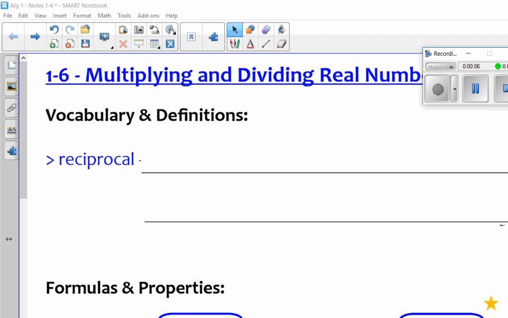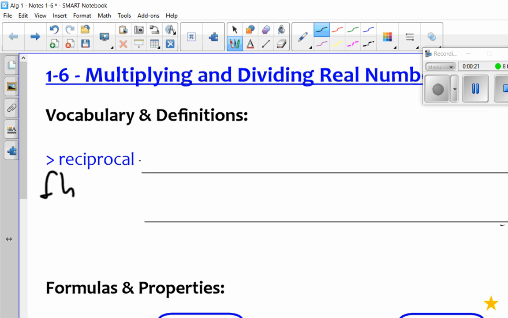This is the notes for section 1.6. We're going to be multiplying and dividing real numbers. The first definition we have to do is reciprocal. Another word that goes with it is to flip, or switch. We're going to talk about that a little bit and add a little bit of notes. So make sure you leave yourself some room here, because I'm going to give you some other examples that go with this definition.